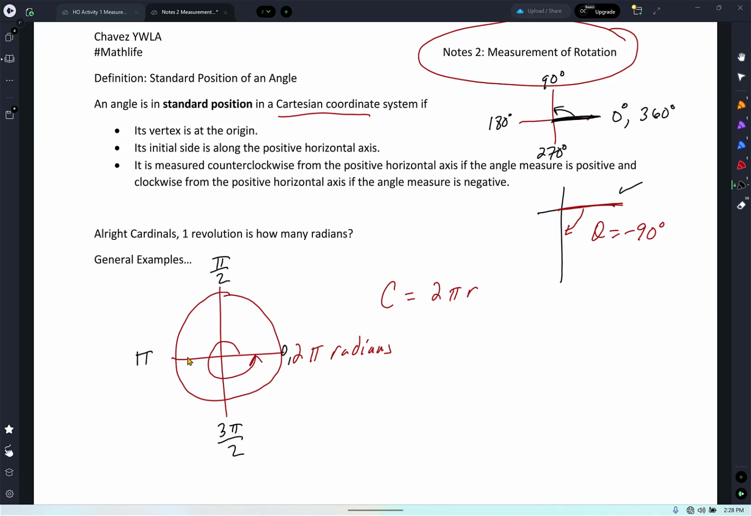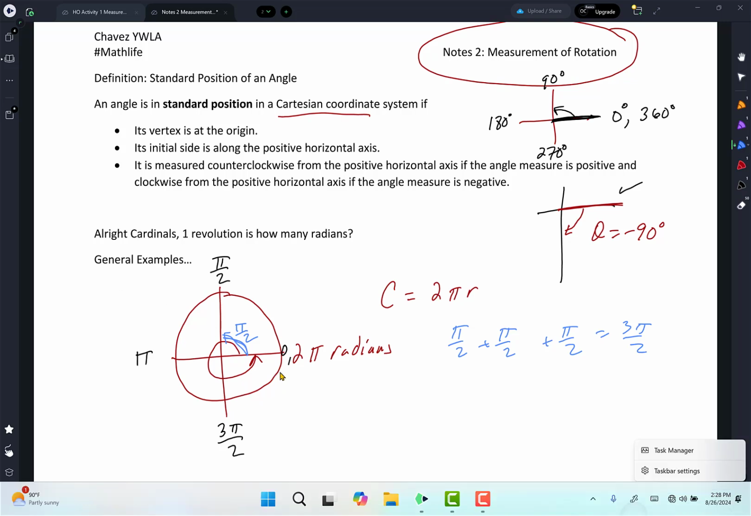Because it's 3/4 of a revolution. So, okay, you see this gap right here? From here to here, that's pi over 2, right? So, if you do it 3 times, pi over 2 plus pi over 2 plus pi over 2, well, look, 1, 2, 3. 3 pi over 2. So you're just adding pi over 2, pi over 2, pi over 2. 3/4 of a rotation. One rotation is 2 pi, so 2 pi times 3/4 would give you 3 pi over 2. All right, how do we feel?